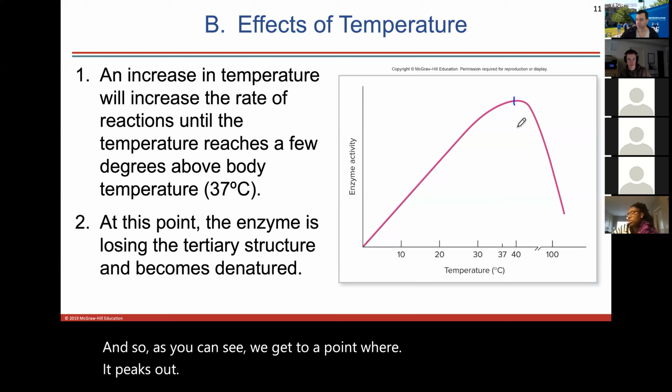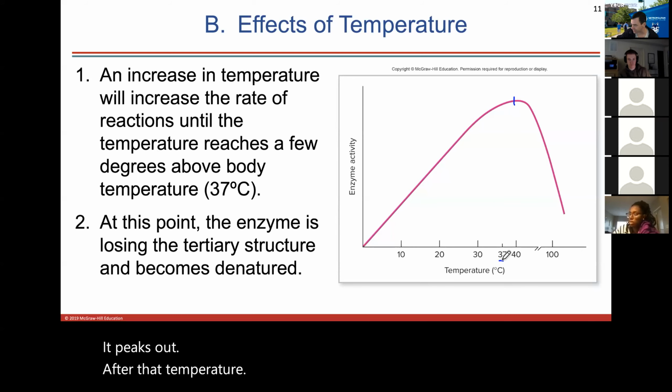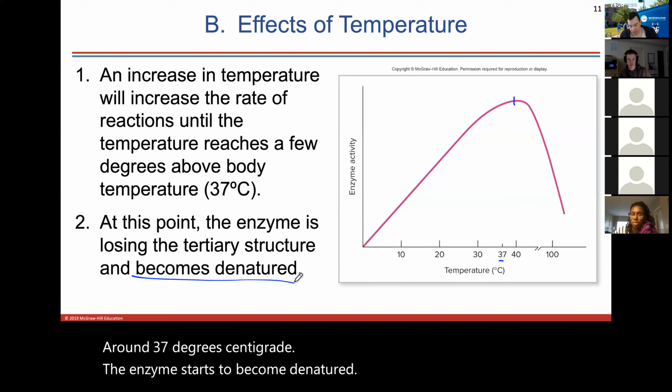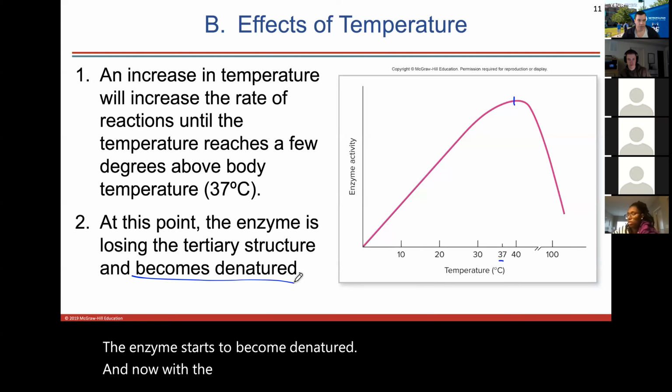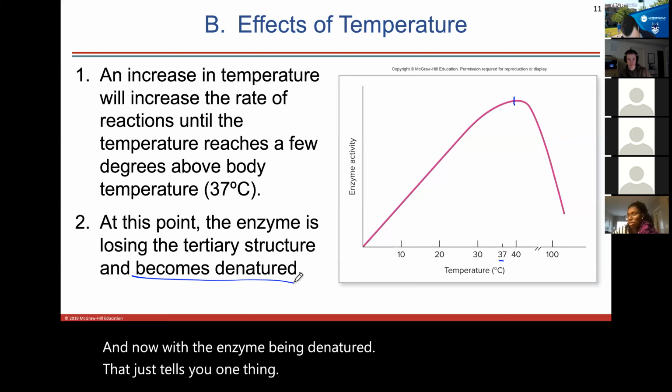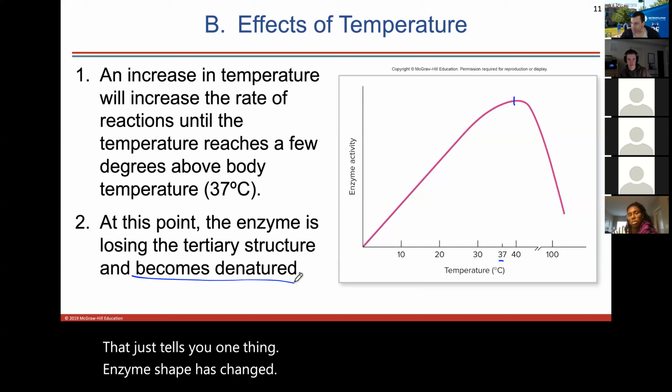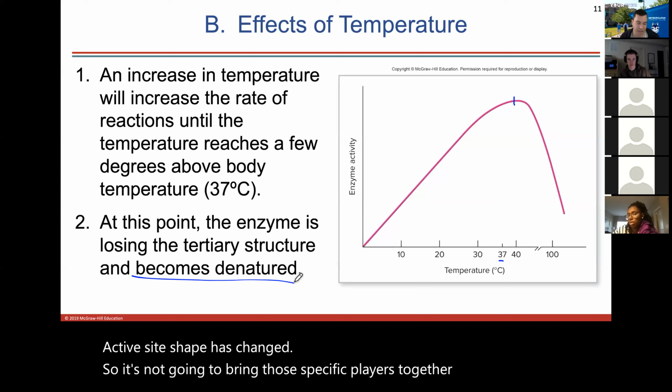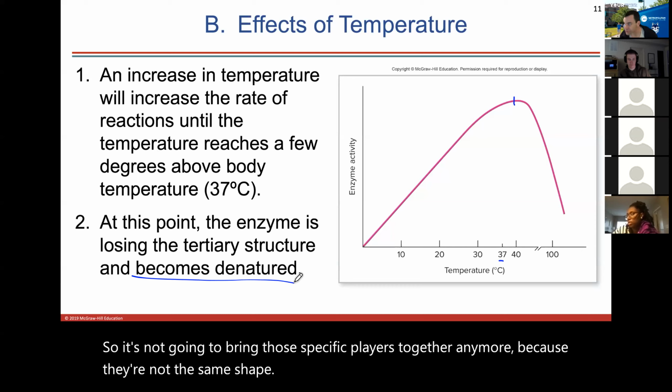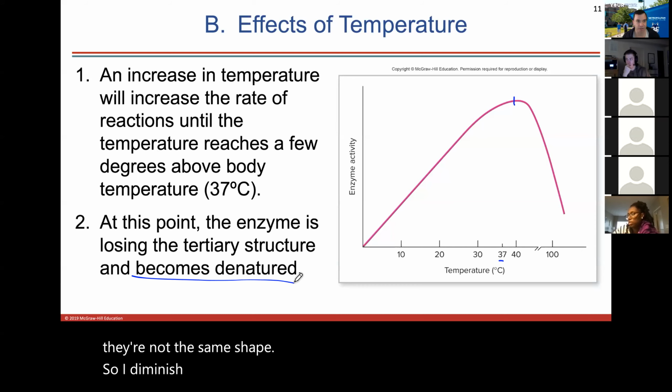After that temperature, around 37 degrees centigrade, the enzyme starts to become denatured. And now with the enzyme being denatured, that just tells you one thing. Enzyme shape has changed. Active site shape has changed. So it's not going to bring those specific players together anymore because they're not the same shape. So I diminish the functionality of this enzyme. And as you can see, enzyme activity plummets to near zero.